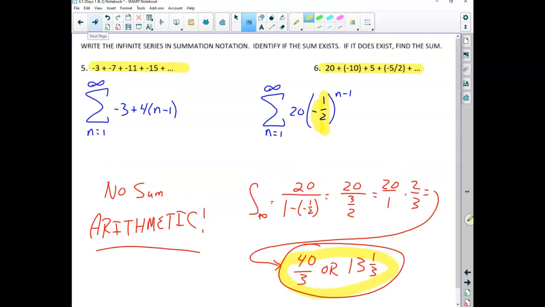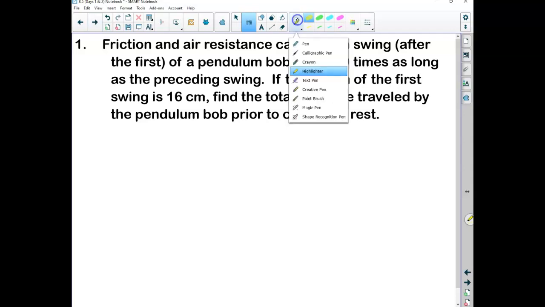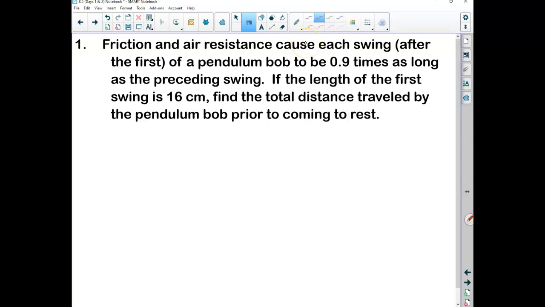Last one. Am I going the wrong way here? So now we have two problems. We have friction and air resistance cause a swing. Okay, so our swing, bottom line, read it. Pendulum bob to be 9.9 times as long.